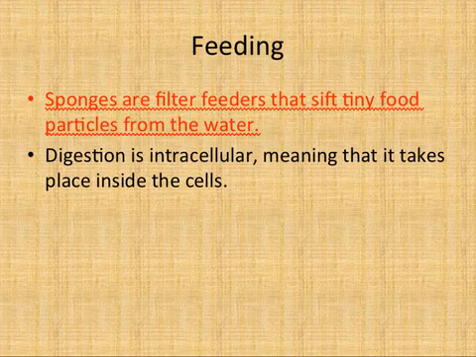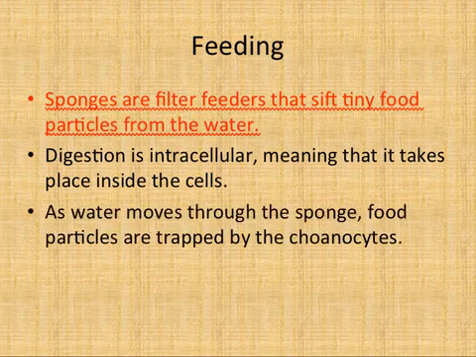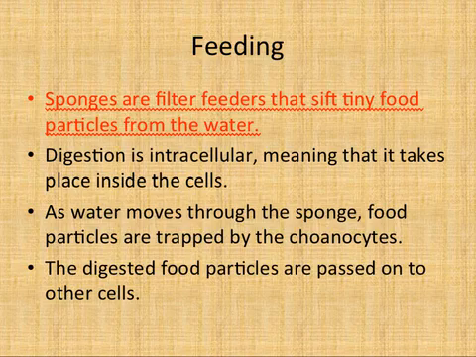So for example, our food goes down into our stomach where it's dissolved and digested by acids, and it never really enters the cells in the stomach. And so all of that digestion happens outside of our cells. But with sponges, they take the tiny microscopic food particles and bring them into the cells, and then they're digested inside of the cells. As the water moves through the sponge, food particles are trapped by the choanocytes, and then the digested food particles are passed on to other cells.